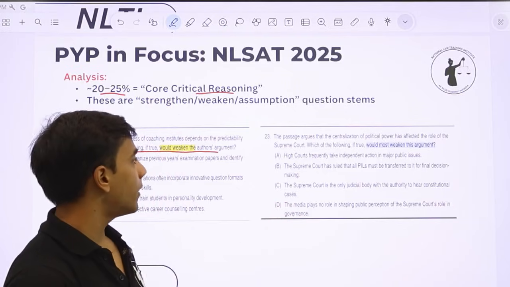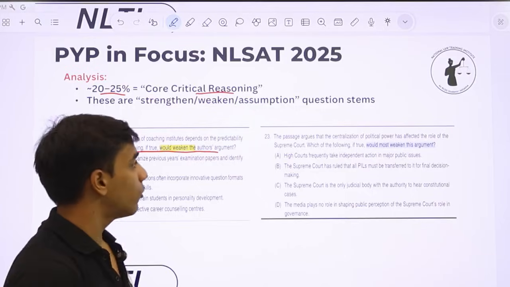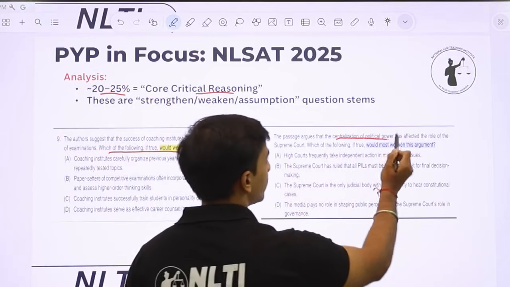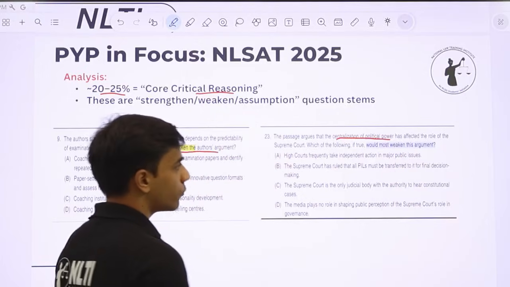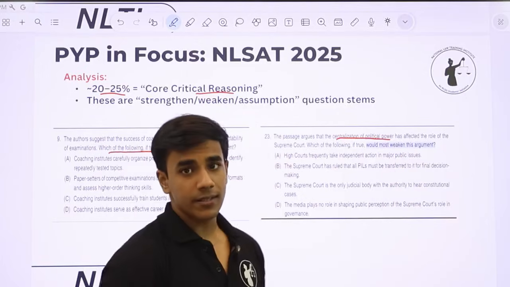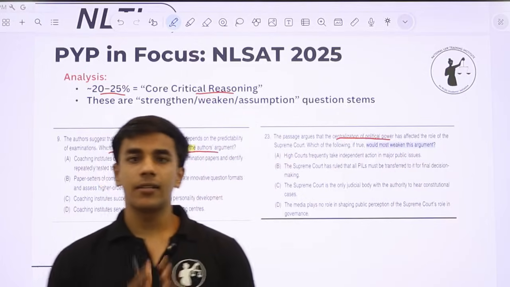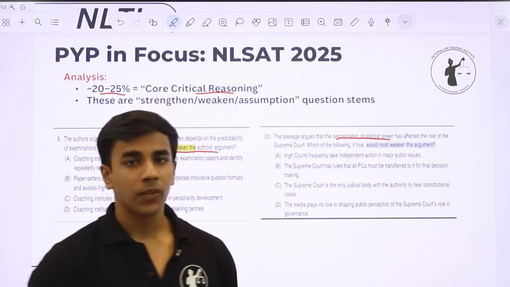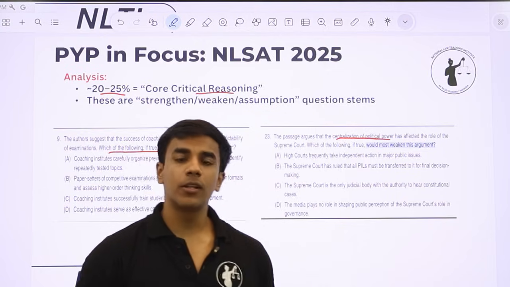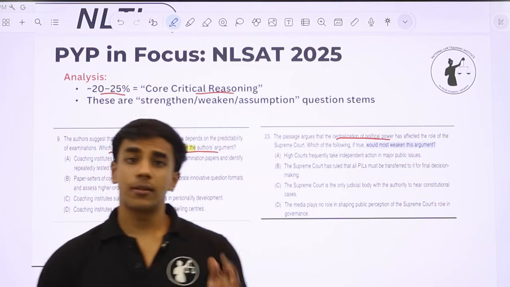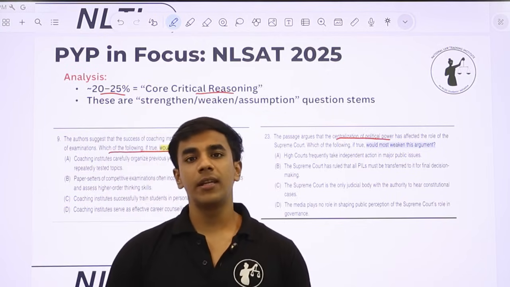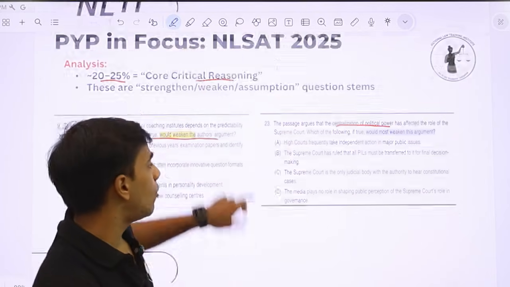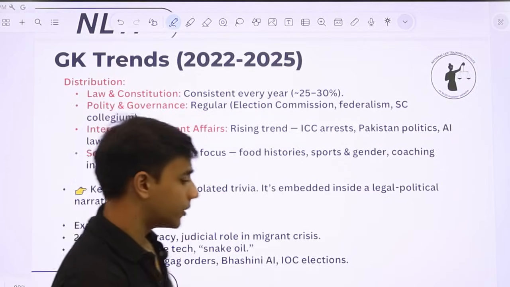Moving on to the next question, question 23 of the master booklet. Similar to question 9, the passage argues that the centralization of political power has affected the role of the Supreme Court. Which of the following would weaken this argument? Again, this question gives you the argument made by the author and asks you to weaken it. How would strengthening work? Similarly, the argument would be given to you, or sometimes it will not be given, and you will simply be asked which of the following strengthens the argument made by the author. So this is how weakening and strengthening work.